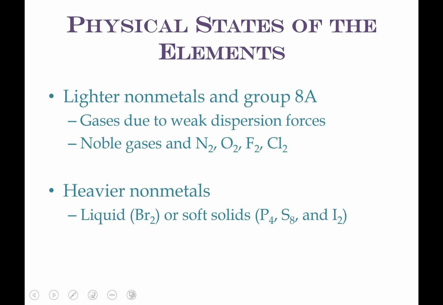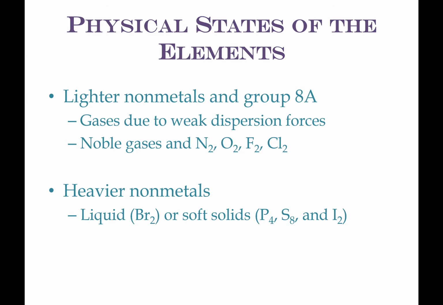Now, our lighter nonmetals, especially those in group A, which are the noble gases, are gases because they have very weak London dispersion forces. So just the dispersion forces are at work. But we also have our nitrogen, oxygen, fluorine, chlorine, bromine. Well, bromine actually is a liquid at room temperature, but all of our lighter nonmetals are going to be gases at room temperature. We can see that on the color-coded periodic table that we have.